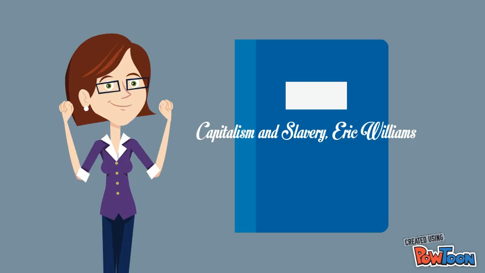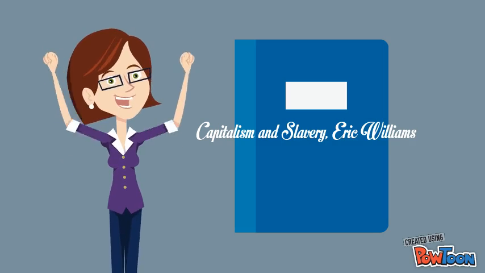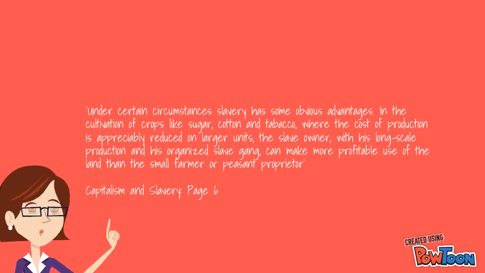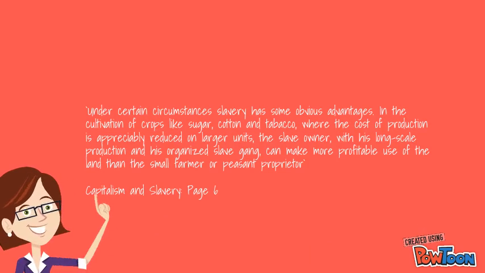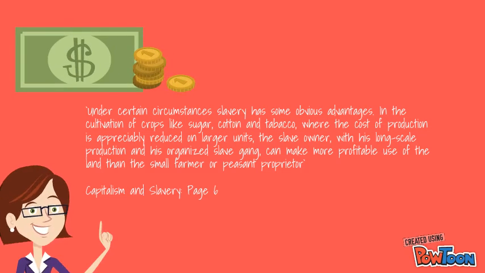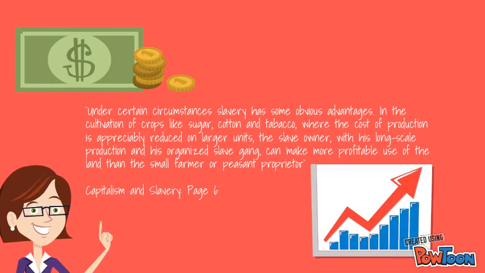For our third source, we will be exploring an extract from the book Capitalism and Slavery by Eric Williams, published in 1944. This book portrays how slavery helped finance the Industrial Revolution in England. From this extract from page 6 of the book, we are able to understand how the slave trade was beneficial for farmers as the slaves reduced costs of production and increased their profit.